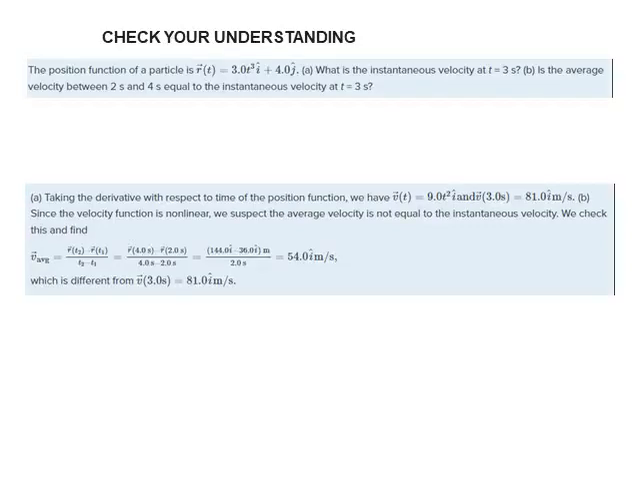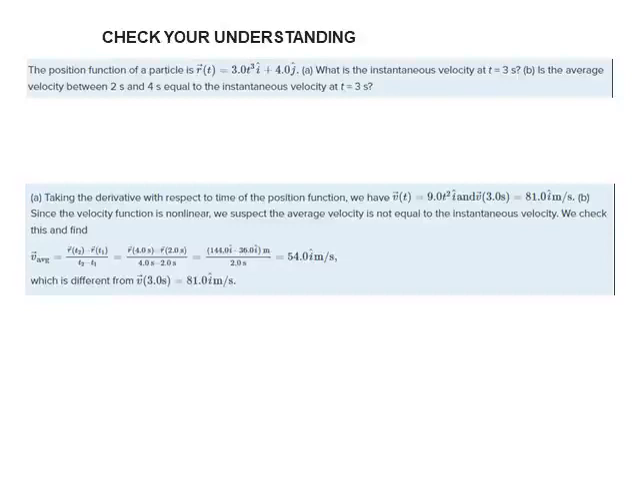The position function of a particle r is 3.0 t cube i cap plus 4.0 j cap, and you have to find the instantaneous velocity at 3 seconds and the average velocity between 2 and 4 seconds, and check whether it equals the instantaneous velocity at 3 seconds. Firstly, we have to differentiate it with respect to time. You will get the velocity, which will be equal to 9t square i cap, and velocity at 3 seconds, by putting the value of t equal to 3 in this equation, will be 81 i cap meter per second.